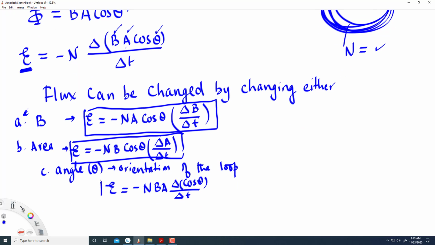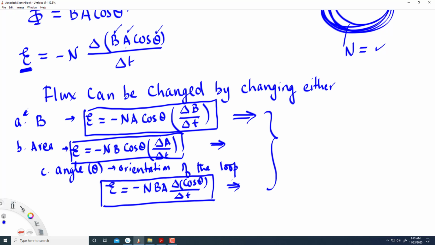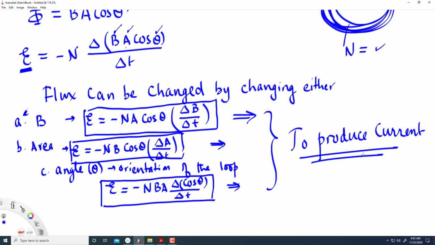So you can produce electricity, which means current or EMF, by doing three things: by either changing the magnetic field, or by changing the area of the loop in the magnetic field, or by changing the orientation. If you do one of these three things, you will produce current. And that's how we get the current for our everyday use.